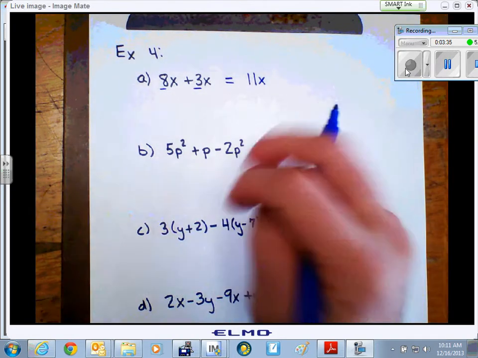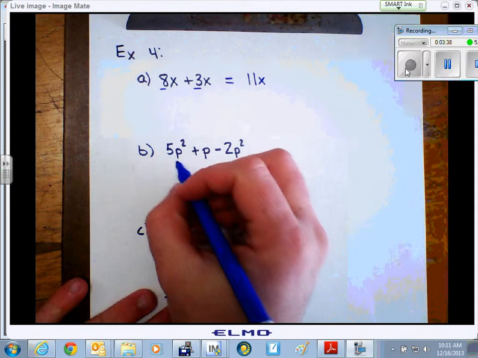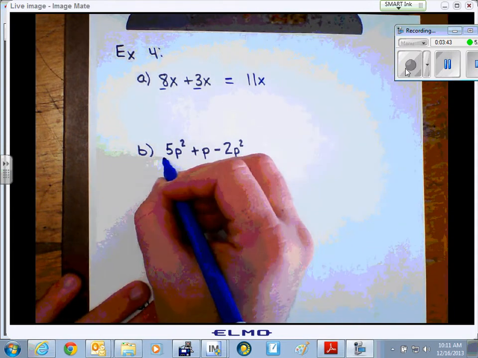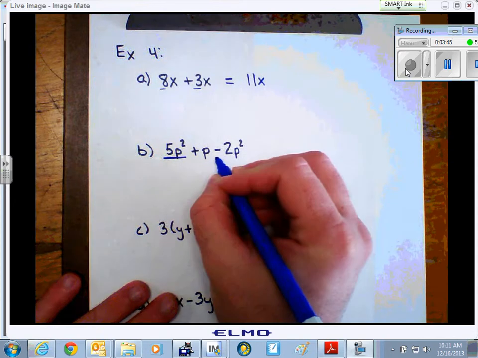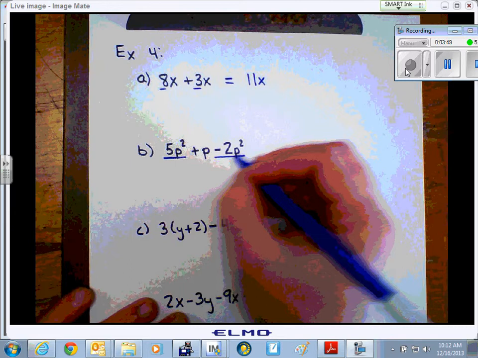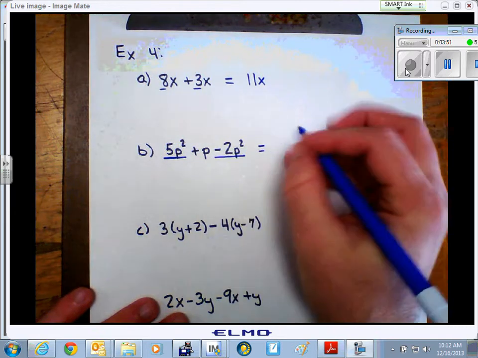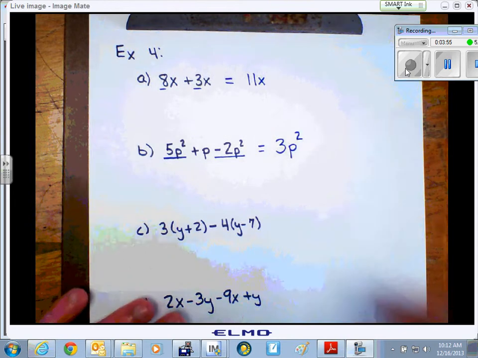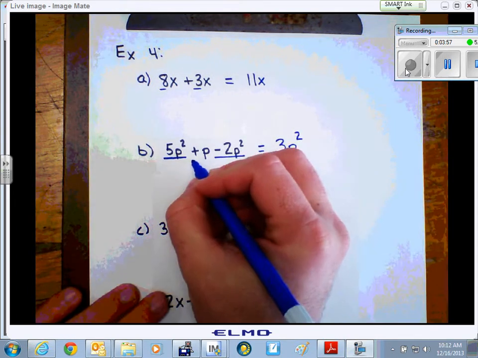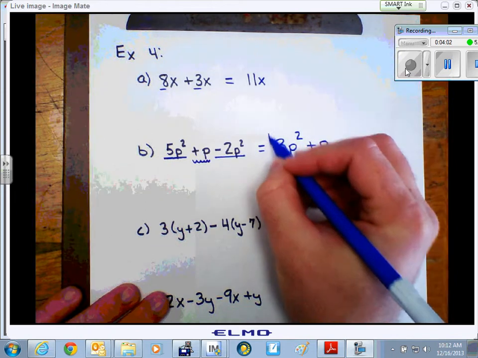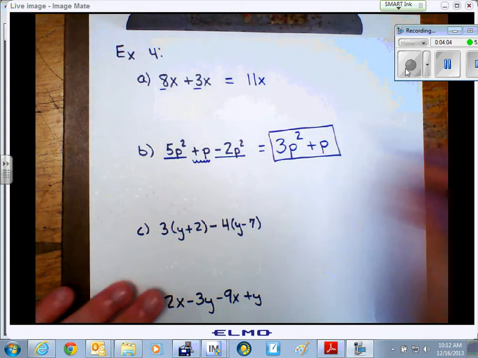Okay, you don't square anything, you don't do anything to the x's to make it different, you just leave the x's alone. Same thing here, you've got p squared and you got just a single p. Well, like terms have to have the same exponent along with the same variable. So I've got 5p squared minus 2p squared. So 5 minus 2 is 3. And again, the p squared part stays as it is. And then this plus p doesn't have a like term, so it just simply comes down. So your answer is 3p squared plus p.